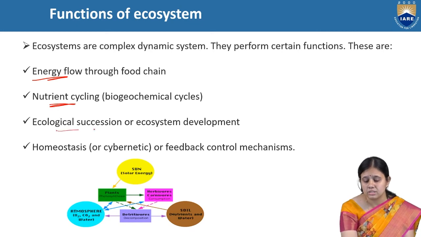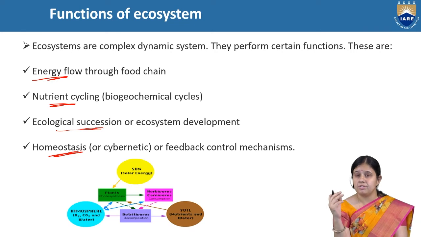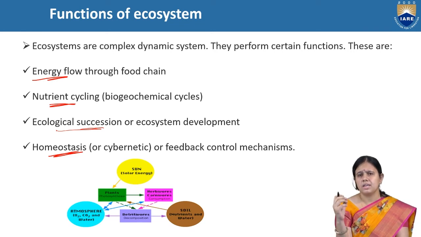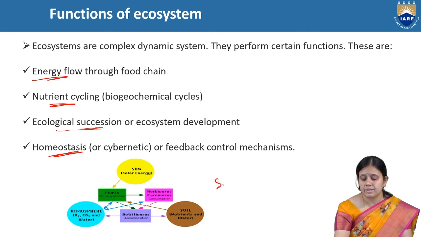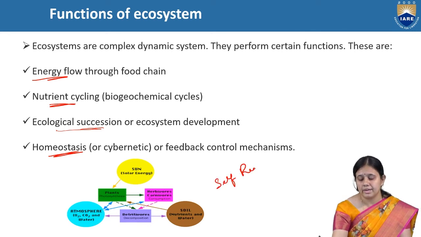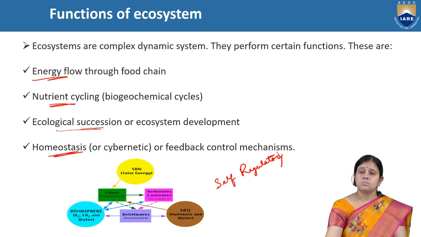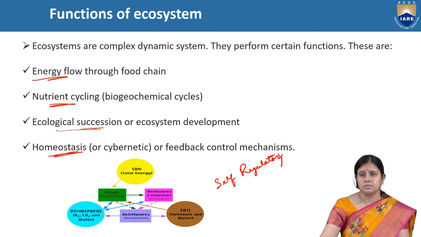Nutrient cycling, ecological succession, and homeostasis. Homeostasis is the feedback control mechanism. Like, the ecosystem has a self-regulatory mechanism. They will regulate on their own. They will rebuild whatever is destroyed, on their own. So these are called the feedback control mechanism. The ecosystem has the power to regulate itself.